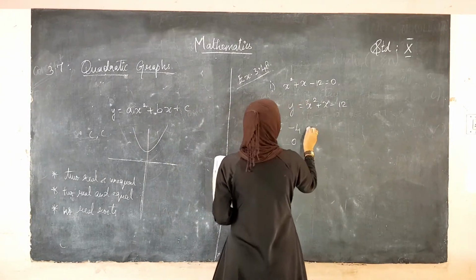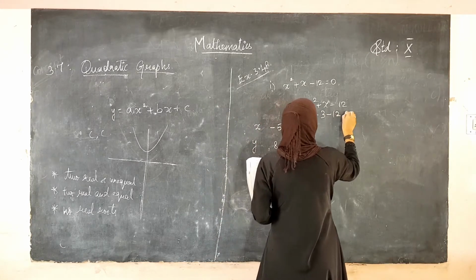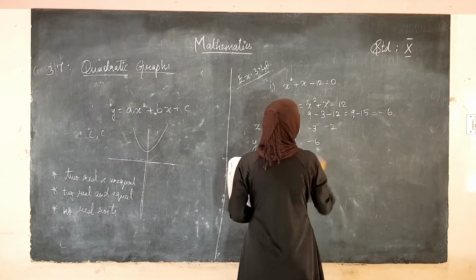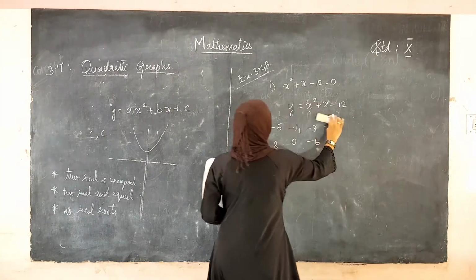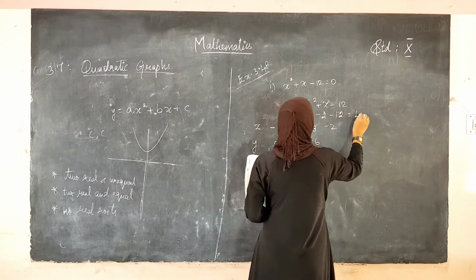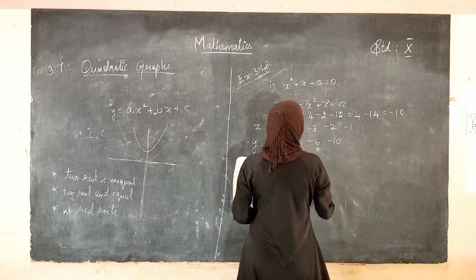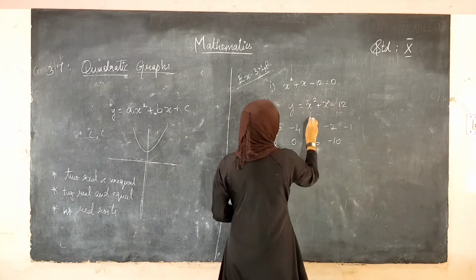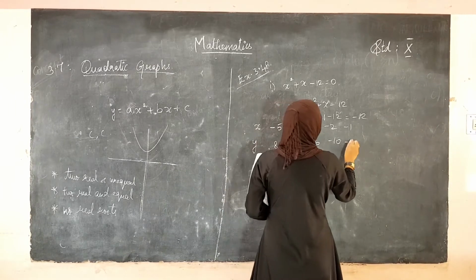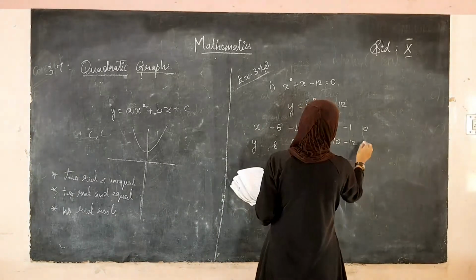Next, minus 3. Minus 3 the whole square is 9, minus 3, minus 12, which is 9 minus 15, which is equal to minus 6. And then minus 2. What happens? Minus 2 the whole square is 4, minus 2, minus 12, which is equal to 4 minus 14, which is equal to minus 10. And again for minus 1. Minus 1 the whole square is 1, minus 1, minus 12 is equal to minus 12. Okay. And again for 0. 0 plus 0 minus 12. It becomes minus 12 again here.